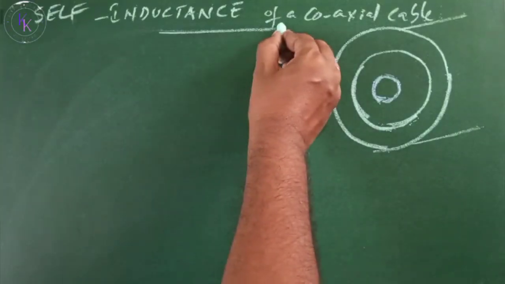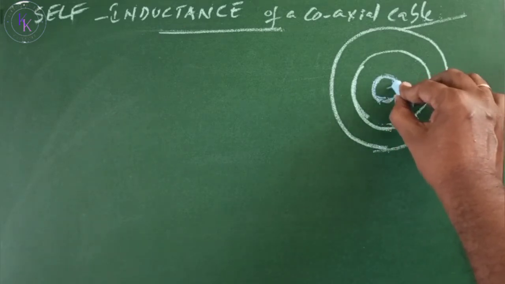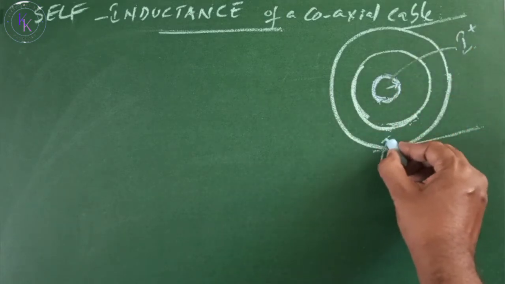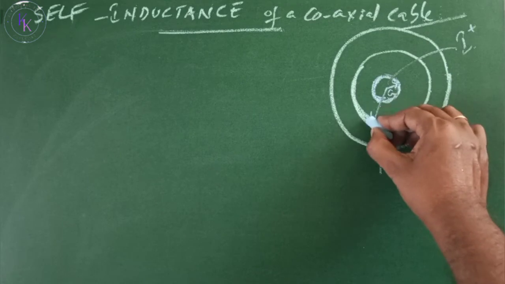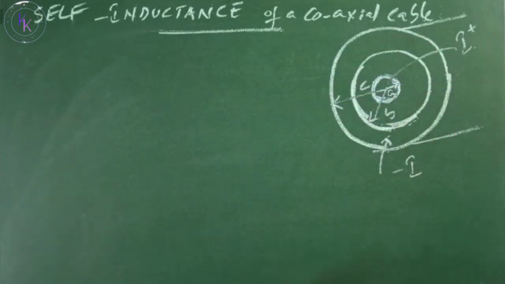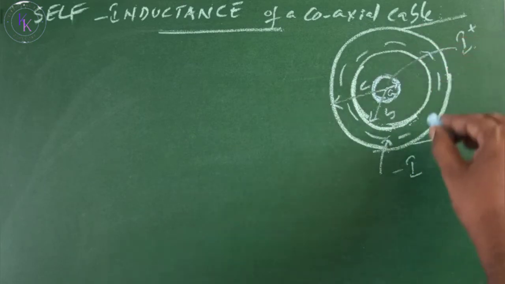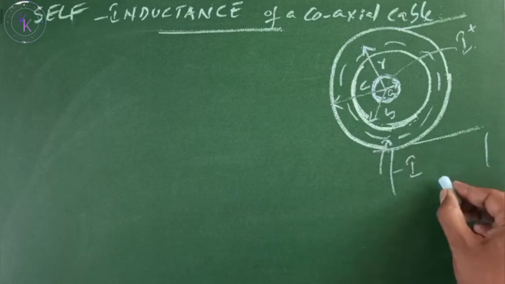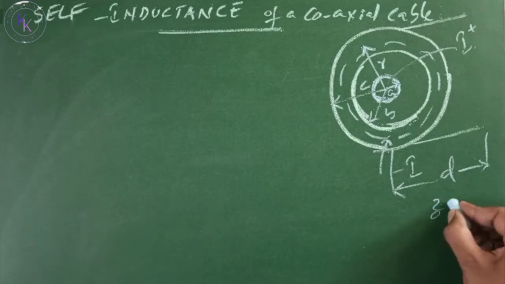Inductance of a coaxial cable. Let us consider a coaxial cable having an inner cable that carries a current positive I, and an outer cable that carries a current of negative I, having the radius A. From here to here let it be B, and from here to here let it be C. Considering the radius R inside the outer cable, let this be R. The length of the cable, let this be D, is assumed to be along the z-axis.